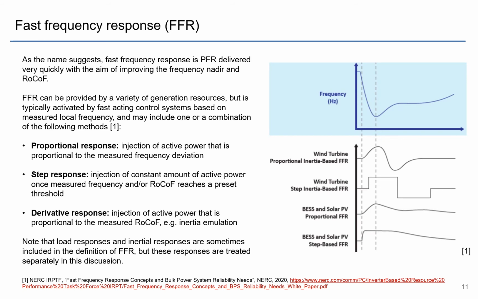Here are some examples of different types of FFR responses. So for a decrease in frequency, you have a proportional inertia-based FFR, and then a stepped-based FFR, and you have a proportional FFR from a battery energy storage system, and a stepped one.